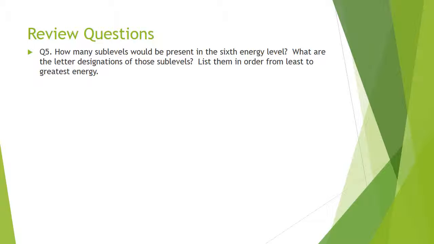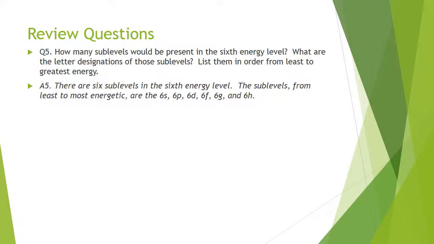All right, question 5. How many sublevels would be present in the 6th energy level? What are the letter designations of those sublevels? List them in order from least to greatest energy. So there are 6 sublevels in the 6th energy level. The sublevels from least to most energetic are 6s, 6p, 6d, 6f, and then 6g and 6h. Recall, after f, they go in alphabetical order. We really don't deal with those hardly at all, really ever, so we don't need to worry about them.